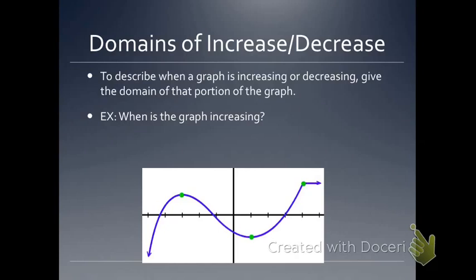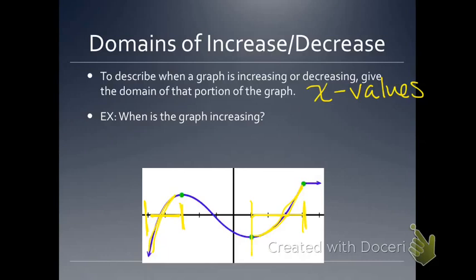To describe when a graph is increasing or decreasing, we're going to give the domain for that portion. Remember that domain are the x values. So you look at the portion when the graph is increasing, so I'm just going to point that out right here. And we're going to look at those values on the x-axis. So there's increasing. I'm going to trace the next section. So we have two portions of the graph that are increasing.